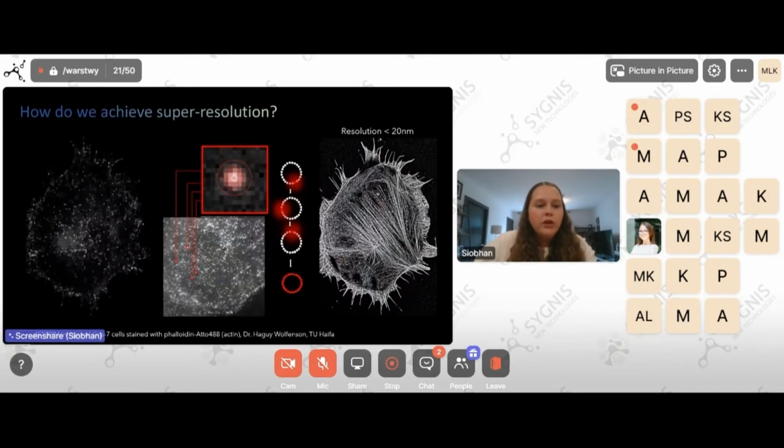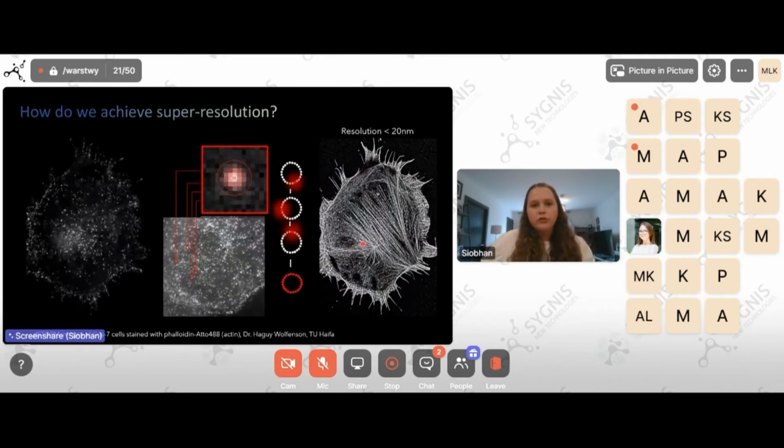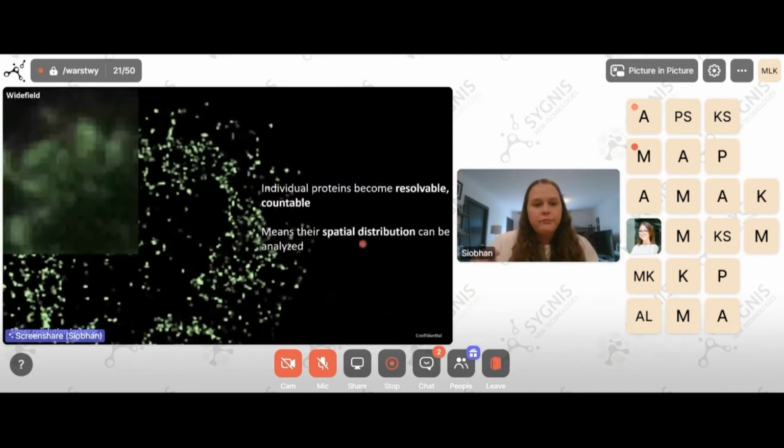So here already you can see from a wide field comparison to a super resolution image, you can achieve a 10-fold resolution improvement. What this means is that now we can actually start to look at individual molecules, individual proteins, and at this level, count how many individual molecules there are. So we can start to get this sort of deep quantitative information from the sample.